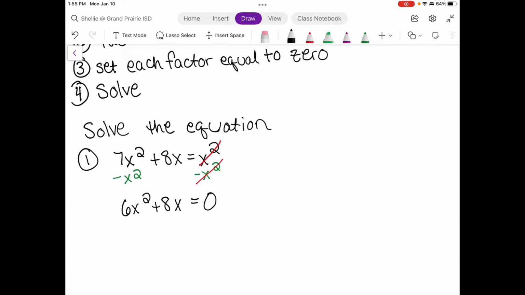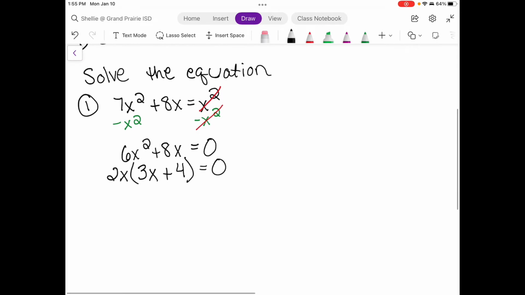So I'm going to go ahead and factor out a 2x. So what times 2x gives me 6x squared? That would be 3x. What times 2x gives me 8x would be 4. And all of that is equal to 0. Now that I've factored it, I want to set both factors equal to 0. Because what this equation is telling me is that 2x, multiplied by this binomial, when I multiplied these two things, they equaled 0.